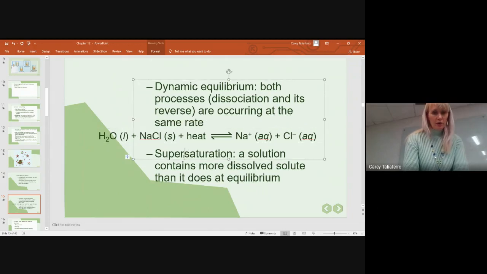Now, there is something called a supersaturated solution. And what that means is you've been able to create the conditions where the solvent is actually holding more solute than it should. That's supersaturation.